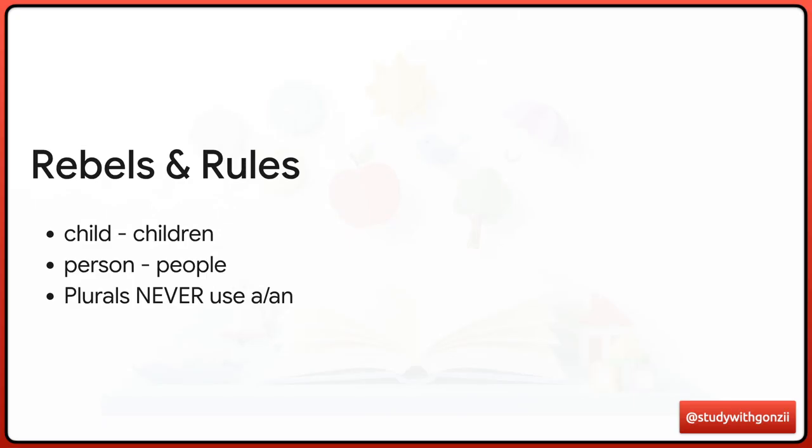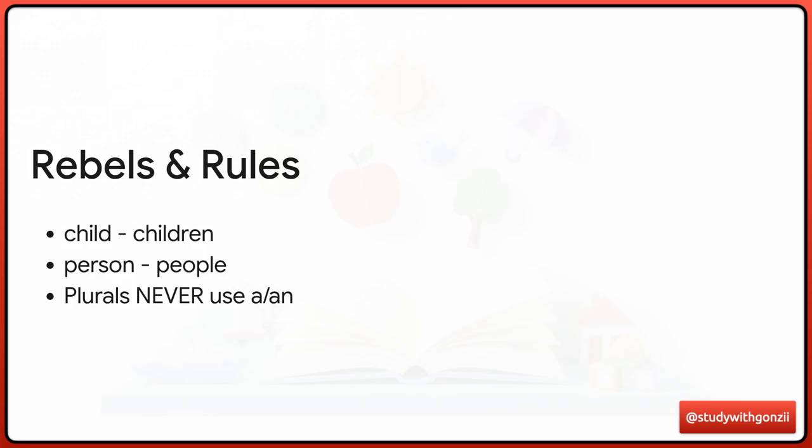But language is alive, and alive things always have a few rebels. These are the irregular nouns that completely change their shape, totally refusing to follow the standard rules. A single child doesn't become childs. The rebel transforms into children. A single person morphs into a group of people. You kind of just have to memorize these rebels.